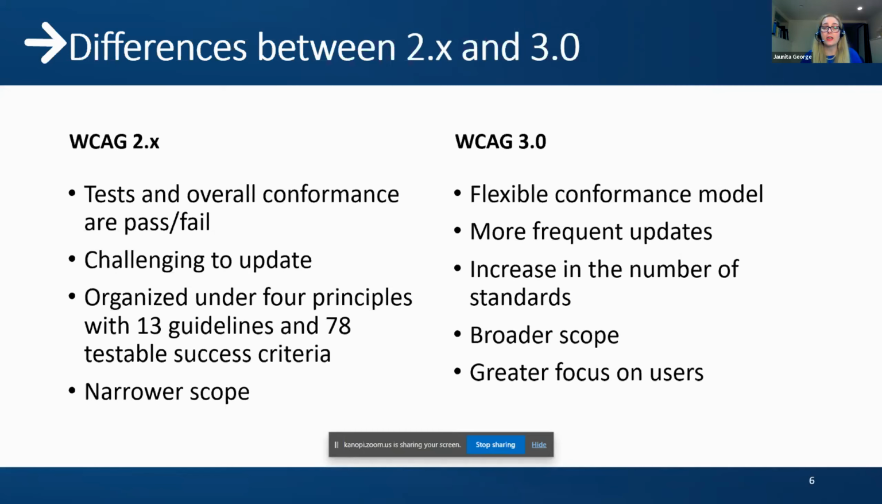WCAG 3.0 has a more flexible conformance model. So it's going to feature a model that makes it easier for people to get started with digital accessibility. It will be more frequently updated. There will likely be an increase in the number of standards. Also, it will have a broader scope and a greater focus on users.